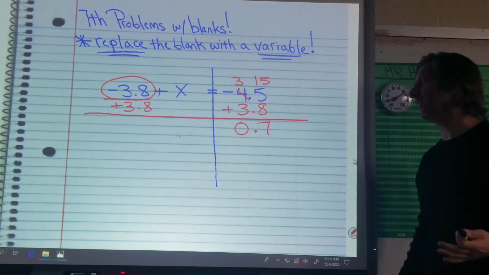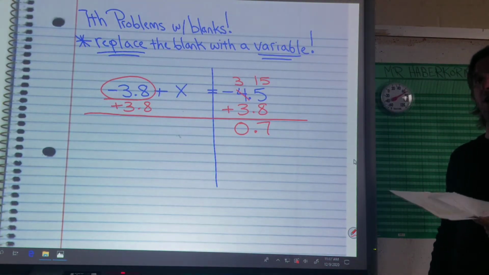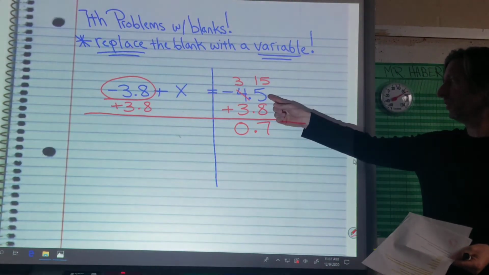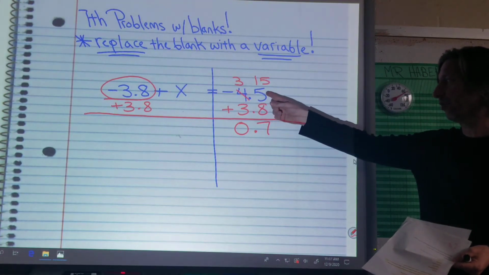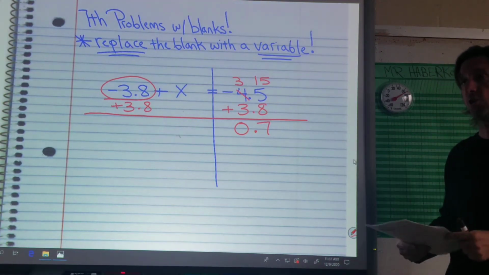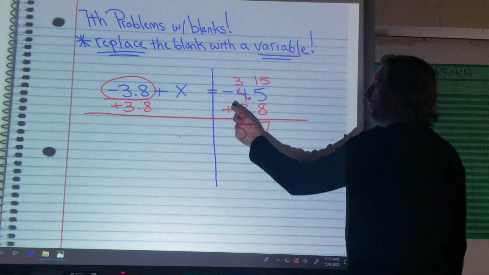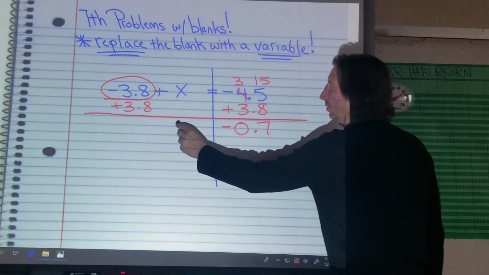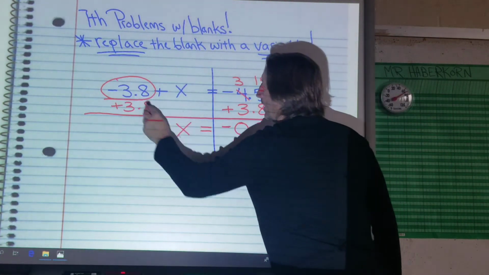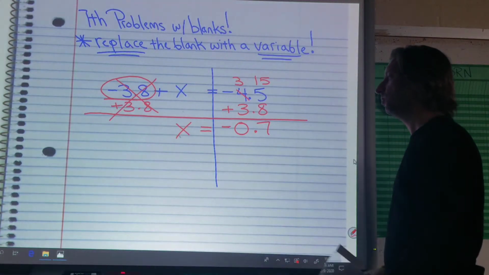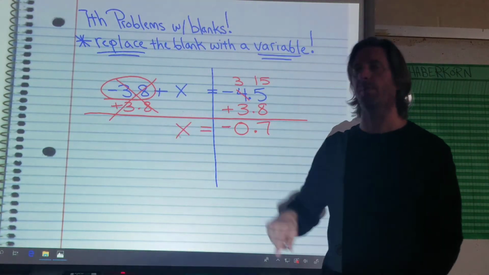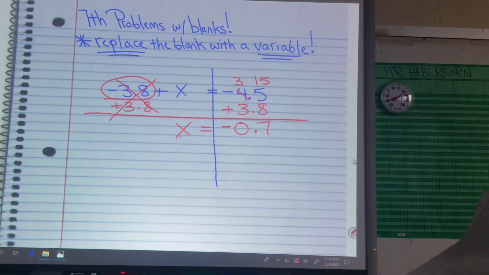Now I have to decide, is that 0.7 positive or negative? Well, this is a stronger number than this one, right? 4.5 is bigger than 3.8, or stronger, so I have to use this sign. It's negative. And this just cancels out, right? Since there's no number here anymore, we don't need the plus sign anymore. It just kind of goes away on its own. All right? So there's two of them.